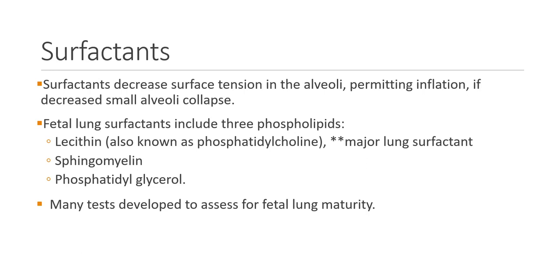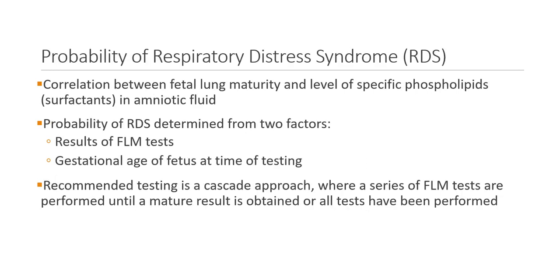Fetal lung surfactants include 3 phospholipids, which I want you to know the names of. Lecithin, which is also known as phosphatidylcholine, is a major lung surfactant. Sphingomyelin and phosphatidylglycerol. Many tests are developed to assess these 3 phospholipids to determine lung maturity. So these tests are designed to determine the probability of respiratory distress syndrome.